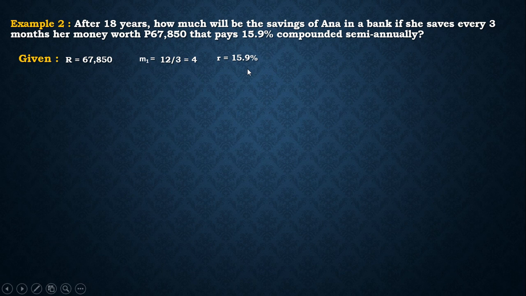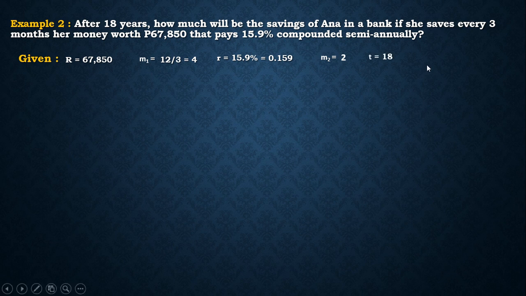R is equal to 15.9%. So this will be divided by 100 para maging decimal. So that will become 0.159. And then, ang M sub 2 natin is equal to yung salita or payment interval nyo or the period of conversion na makikita nyo after the word compounded, and that is semi-annually. Semi-annually is equal to 2.